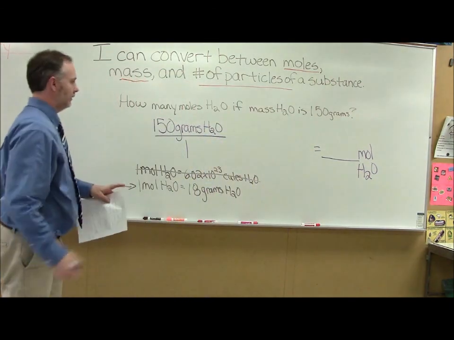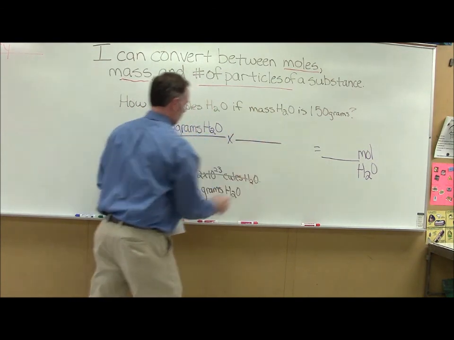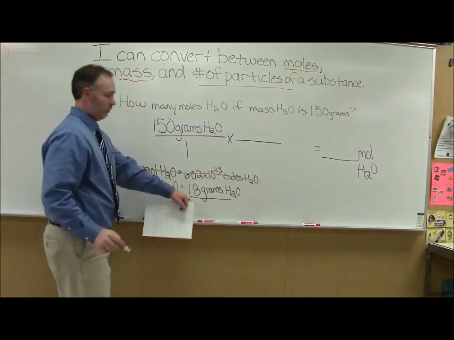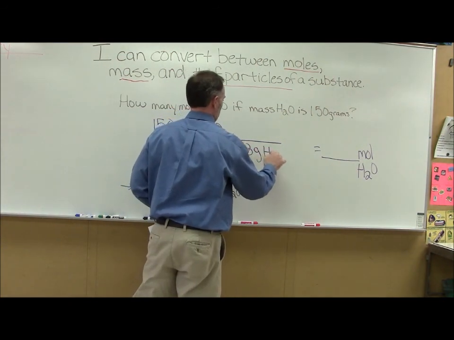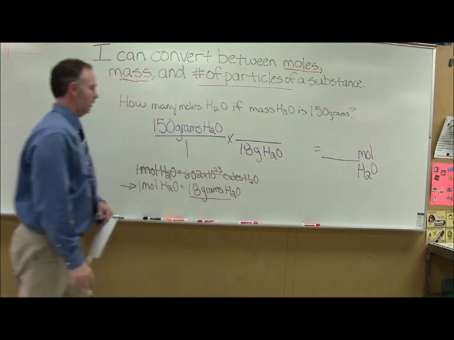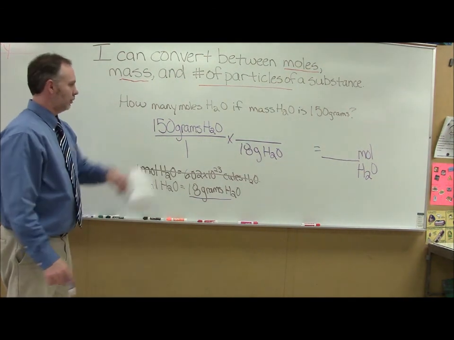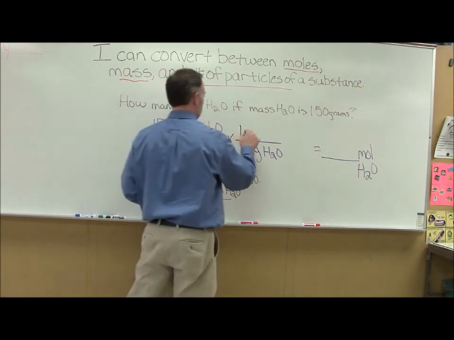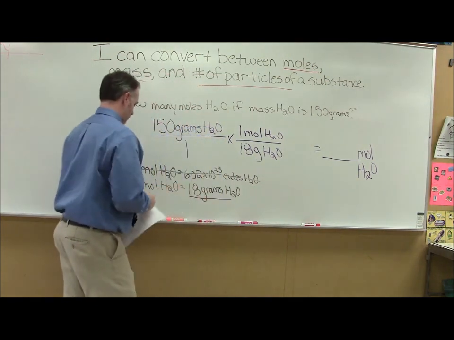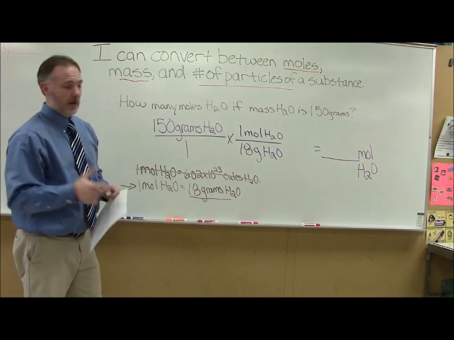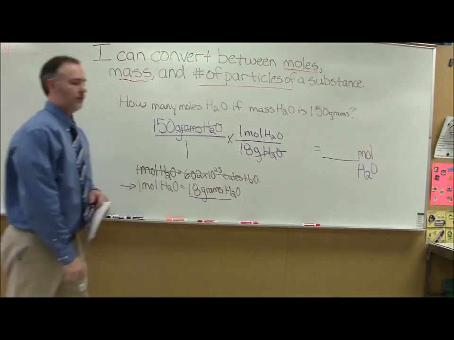So you know how you play the game. We've got to cancel out grams of H2O. So that's going to go on the bottom, 18 grams H2O. And whatever's on the other side of your conversion factor, you're going to put that on the top, 1 mole of H2O. So what happens to my units? Grams of H2O cancel out.